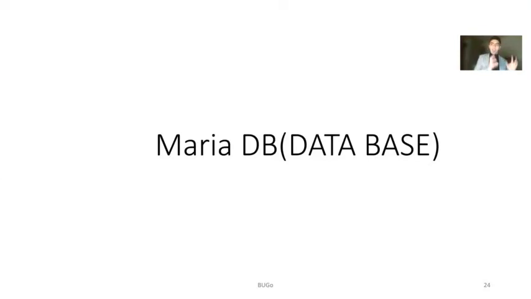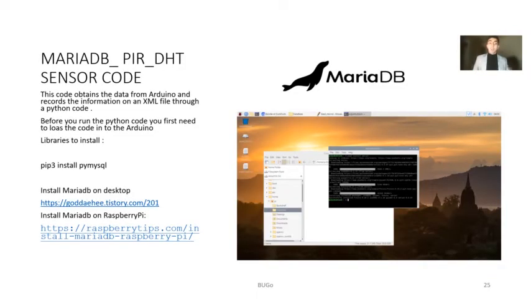Now that we collect the data, we need a way to store it. That's why we're going to use a database called MariaDB. You can install MariaDB on your desktop or on your Raspberry Pi. I provide both links, so you can follow along. Then we have to install the library PyMySQL because this server is connected to MySQL.